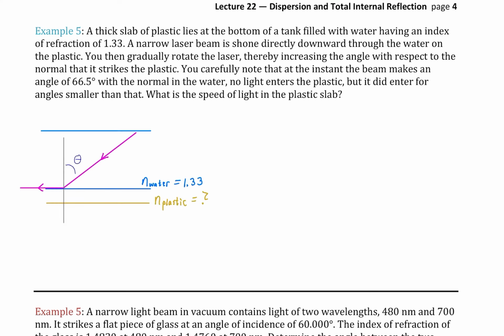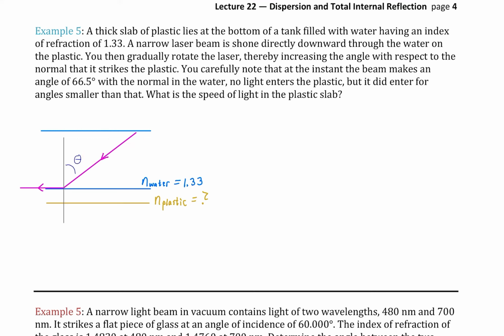Okay, so a thick slab of plastic lies at the bottom of a tank filled with water, having an index of refraction of 1.33. A narrow laser beam is shone directly downward through the water onto the plastic. You then gradually rotate the laser. So at first it was heading straight down, and then we rotated it until we got to something like in the picture, thereby increasing the angle with respect to the normal. This theta went from 0 to some value greater than 0. You carefully note that at the instant the beam makes an angle of 66.5 degrees, you get no light entering the plastic.